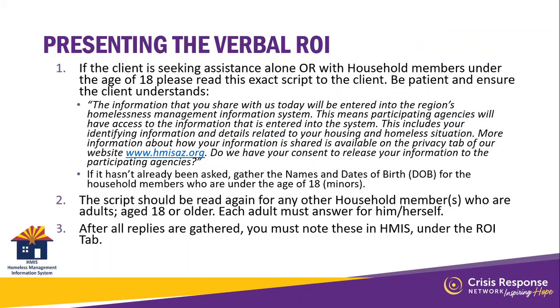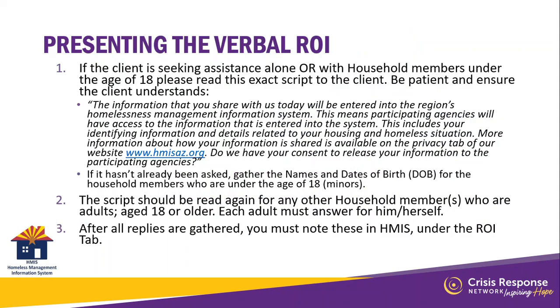Now, if it hasn't already been asked, gather the names and dates of birth for the household members who are under the age of 18, in other words, the minors. The script should be read again for any other household members who are adults, aged 18 and older. Each adult must answer for him or herself. This is just like the signed ROI process. After all replies are gathered, you must note these in HMIS under the ROI tab.